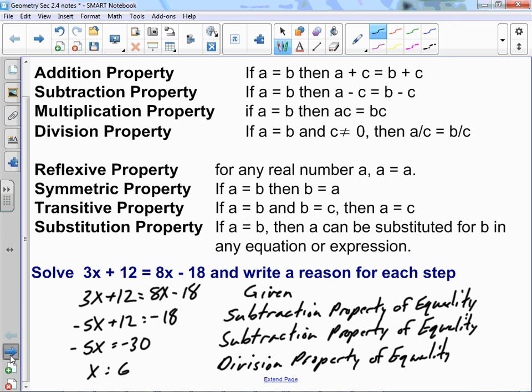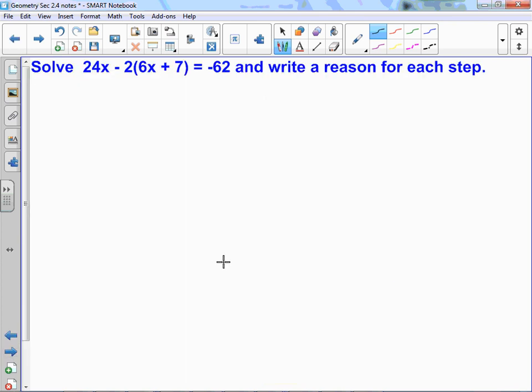So then, moving on, we have another one here. 24x minus 2 times quantity 6x plus 7 equals negative 62. All right, so for this one, start off just like the last one, rewrite what they gave us, 24x minus 2 times 6x plus 7 was negative 62. And they gave that to us, so that's the given.